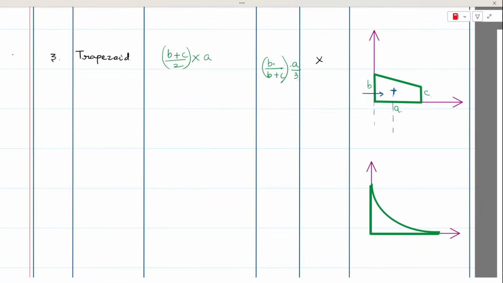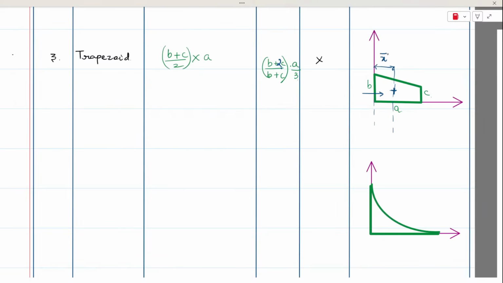So I have written that as B plus C by B plus C. There is nothing wrong in that. But since I am heading from B side, 2 should be multiplied with C. This is the shortcut by which you can remember the formula for trapezoid. This is for X coordinate.